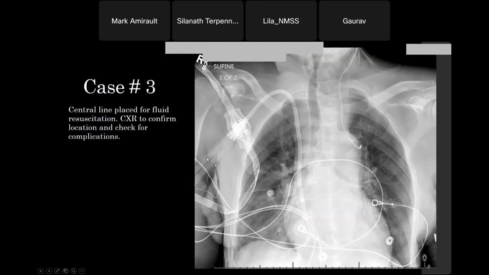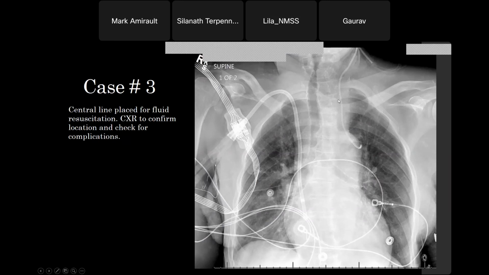All right. Another line placement case. This patient had a central line placement for fluid resuscitation. And so that means we want this, where do we want this? This is the line for fluid resuscitation they got. Typically, or not typically, you want it to be in the venous system.